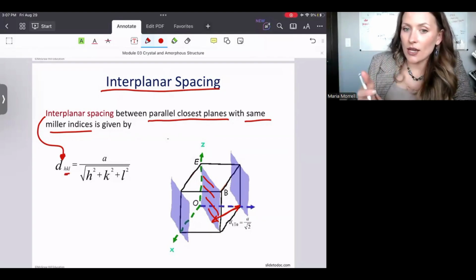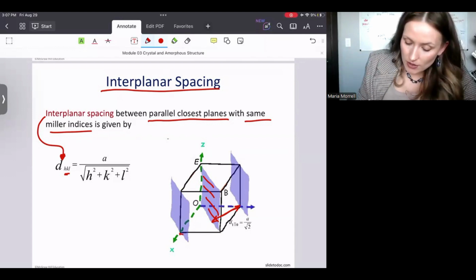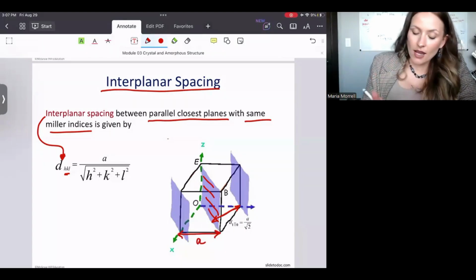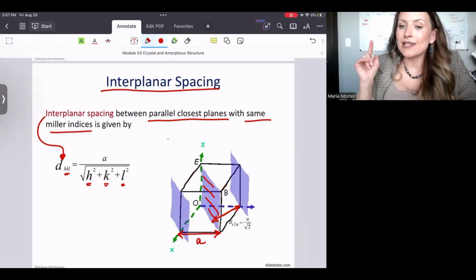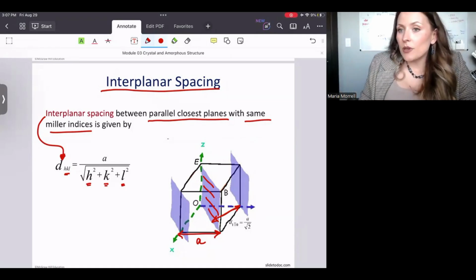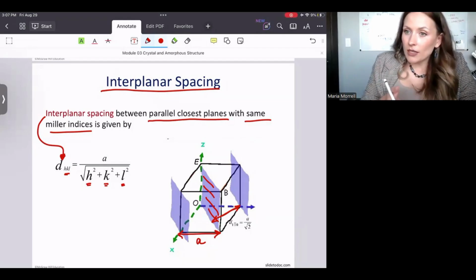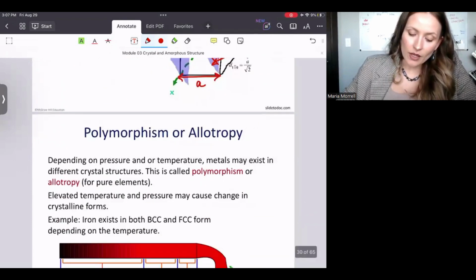That's why we say hkl. It is as easy as a, and a in here is going to be this distance right here. It's the unit cell length divided by the square root of h squared plus k squared plus l squared. And the way you find the hkl just depends on which plane you're looking at. If you're looking at 110, then you're going to plug in here 1 squared plus 1 squared plus 0 squared. We will look at an example like that as well.